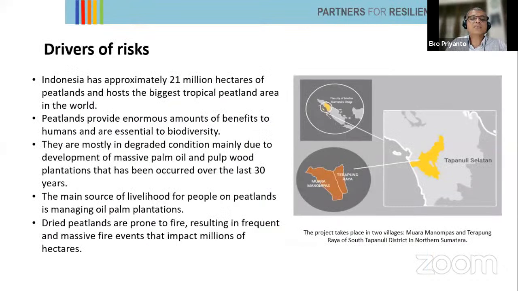Indonesia has approximately 21 million hectares. About 39% of the world's tropical peatlands are in Indonesia. Peatlands provide enormous amounts of benefits to humans and are essential to biodiversity. However, most of the peat is in degraded condition, mainly due to massive development of oil palm plantations that has occurred over the last 30 years.